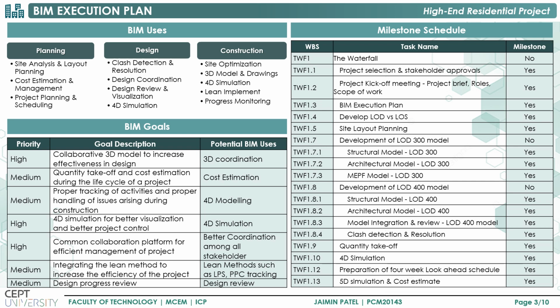Next, we listed the BIM uses as per planning, design, and construction phase, from which we have shortlisted the potential BIM uses and gave the priority, which are 3D coordination, 4D simulation, coordination amongst stakeholders, cost estimation, 4D modeling, lean methods, and design review. Next, we made the milestone schedule in MSP of our working commitments.